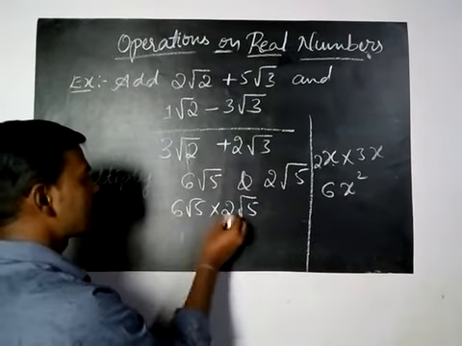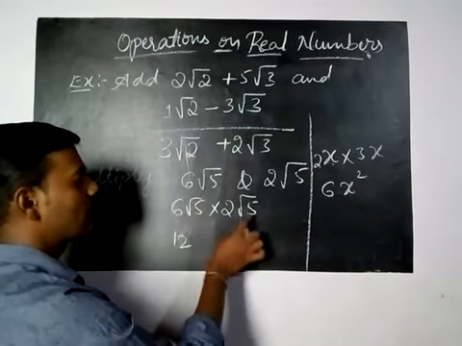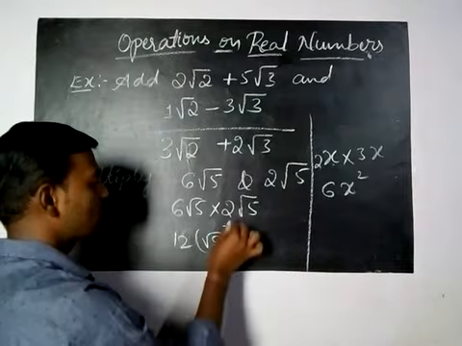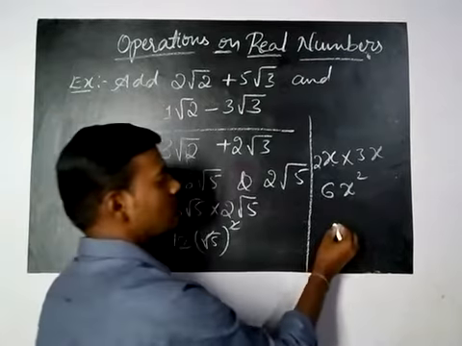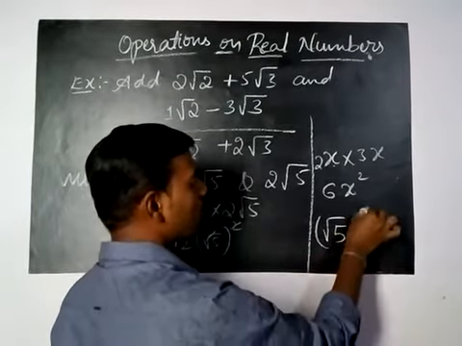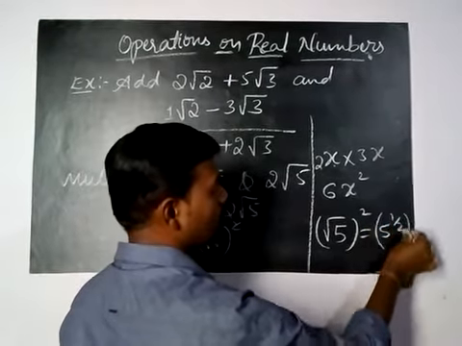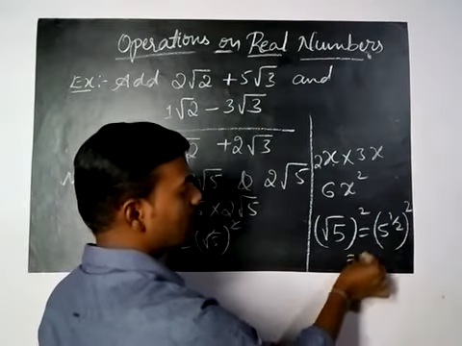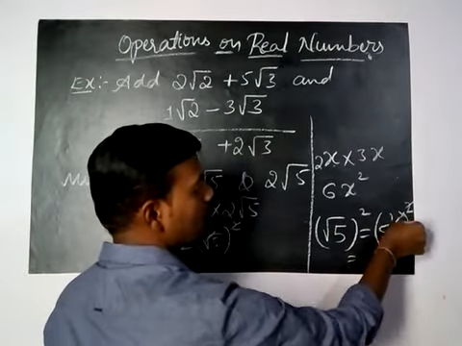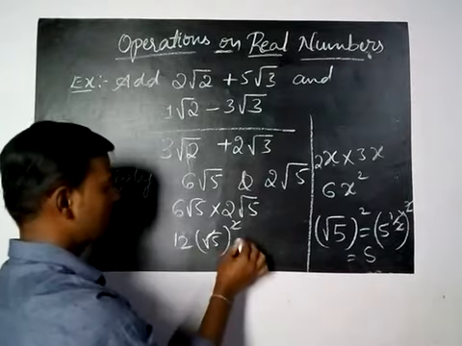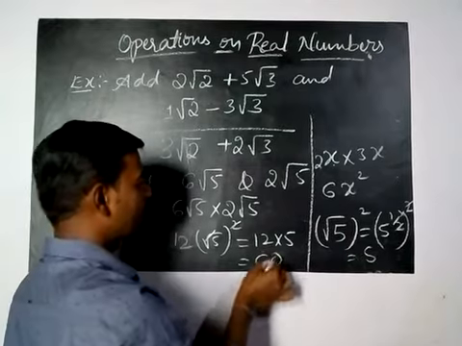What are we getting? 6 into 2, 12. In the place of x there is root 5. Root 5 into root 5 is root 5 whole square. Here the square and root cancel, because the square root of 5, whole square, can be written as 5 to the power 1 by 2, and then whole square. The powers are multiplied, so it becomes 1 by 2 into 2. The 2s cancel, and we get 5 only. So it is 12 into 5, which is 60.